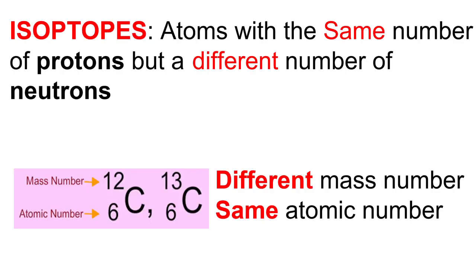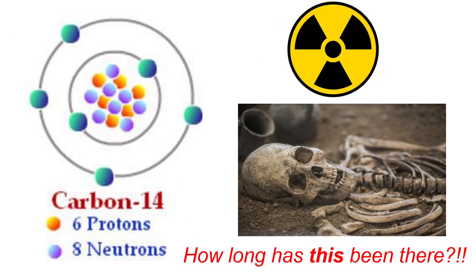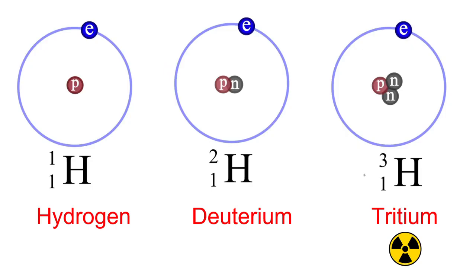Isotopes have the same number of protons but a different number of neutrons. You can also say they have the same atomic number but a different mass number. For example, here's carbon 12, 6 protons, 6 neutrons. Carbon 13 has 1 extra neutron. Carbon 14 has 2 extra neutrons and is actually radioactive, and it's used to date really old things like that old skeleton there. Here's some isotopes of hydrogen.